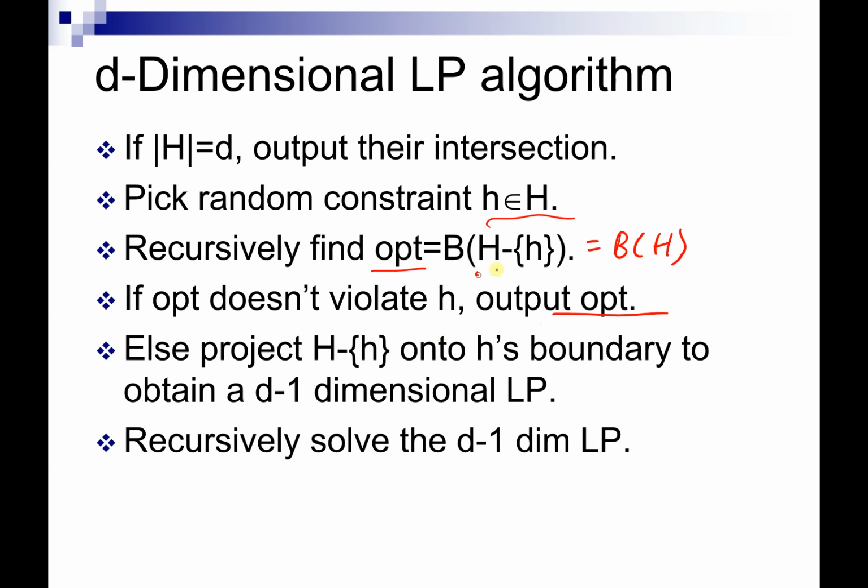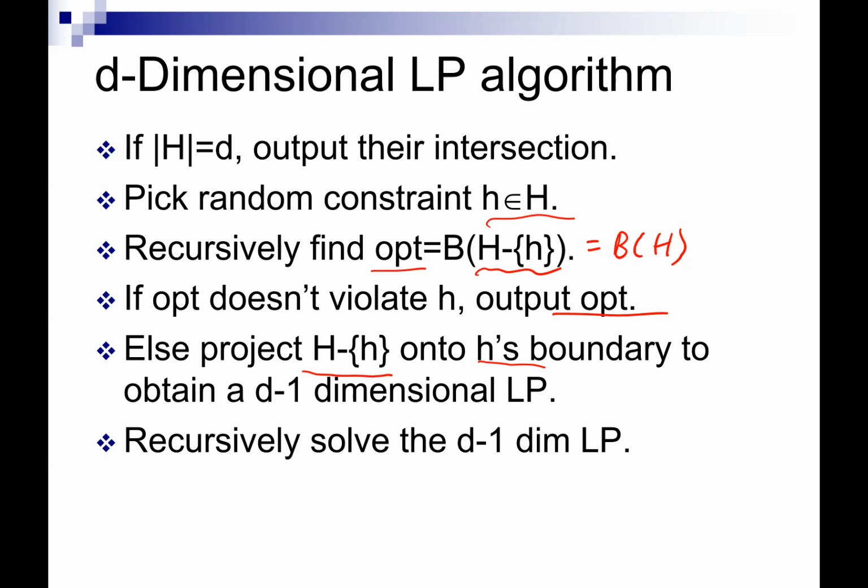In that case, we need to take all of these other constraints and again project them onto the boundary of h. Just like in 2D, where we took a bunch of half planes and projected them onto this boundary, which was simply a line, now we're going to take these half spaces and project them onto h's boundary, which is now a plane. h's boundary is going to be a d-1 dimensional plane, and we project all of these half spaces onto it. That's going to give us another LP.